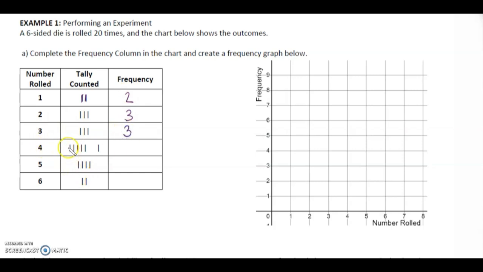The number 4 appeared 1, 2, 3, 4, 5. So these are grouped together as 5. I couldn't put the line through it, so they're just grouped together. And then 6. The number 5 appeared 4 times, and the number 6 appeared twice.